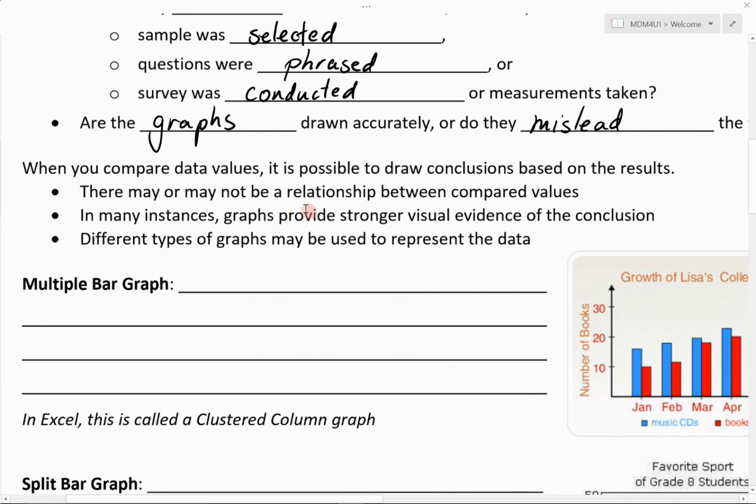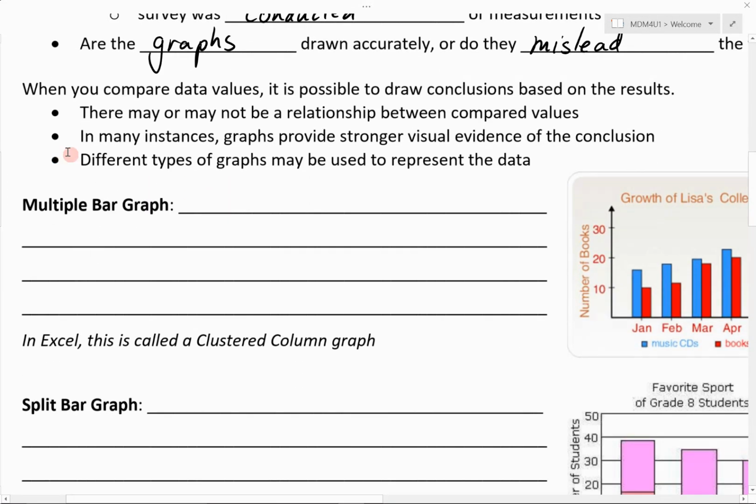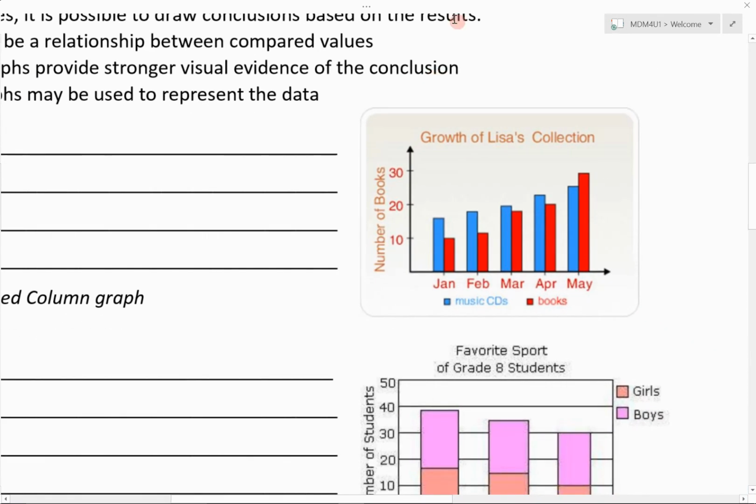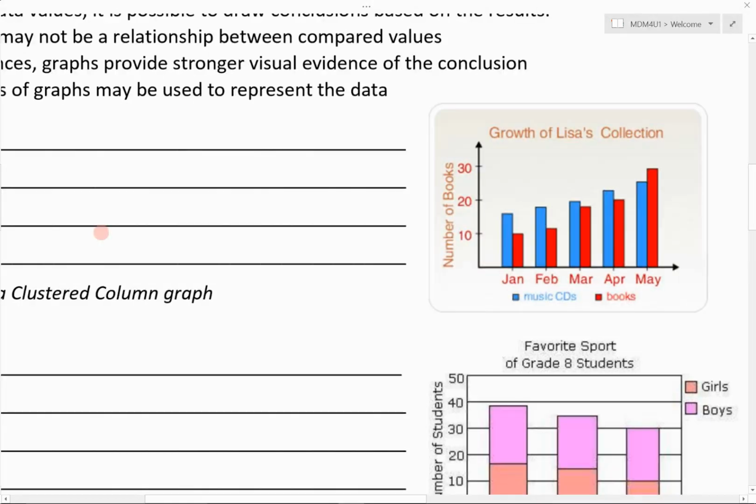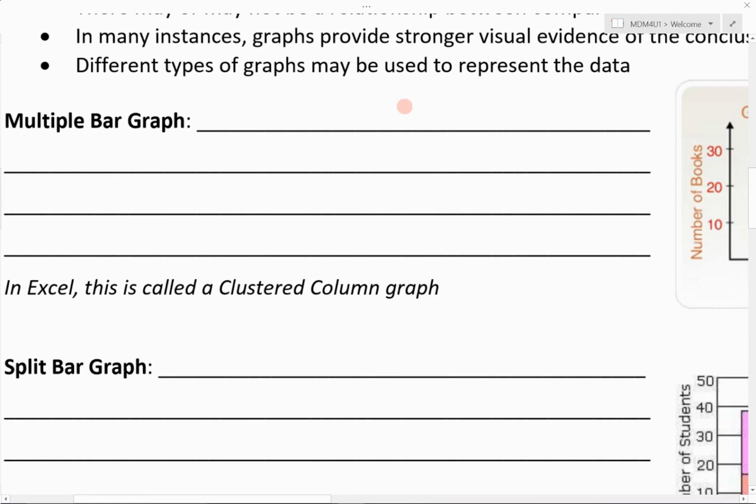This goes back to the point I made earlier in the course: we like to see things visually more than just numbers on a page. Different types of graphs may be used to represent the data. A multiple bar graph is one type of graph that can be used. An example is on the side here. You have different frequencies for different groups represented by different colors. Blue represents the group of people who like music CDs, and red are the people who like books.